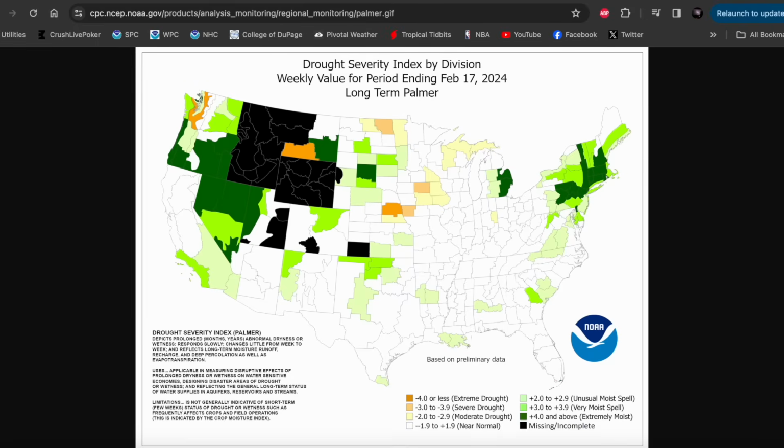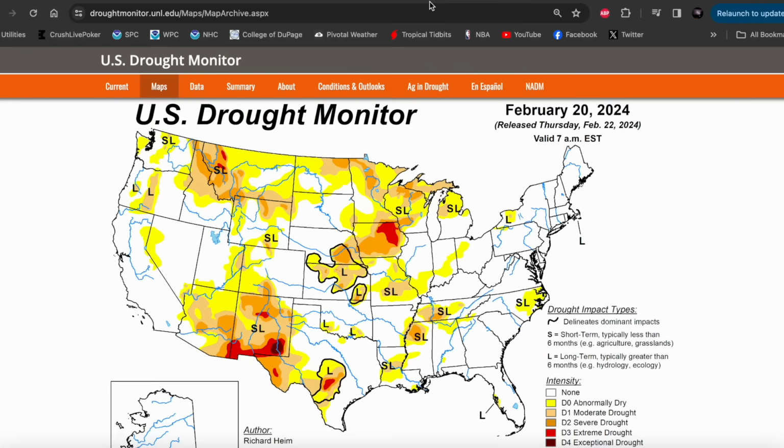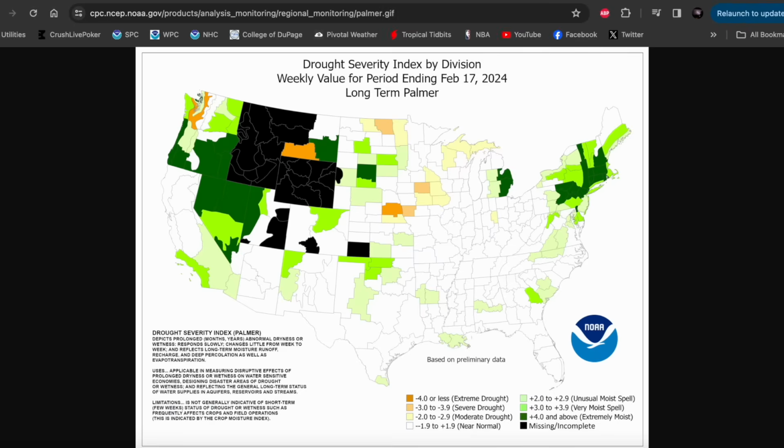This is our current Palmer Drought Severity Index map, and you'll notice it looks a bit different than our current drought monitor map. Yellows and oranges represent long-term dryness and, in turn, drought, while greens represent abnormal long-term wetness. Areas shaded in black have missing or incomplete data. Whereas we saw areas of more intense short-term drought across the desert southwest into West Texas, we see that, over the long term, these areas have been near normal, with some smaller regions even experiencing abnormal wetness.